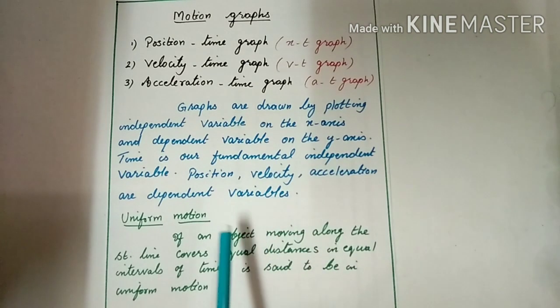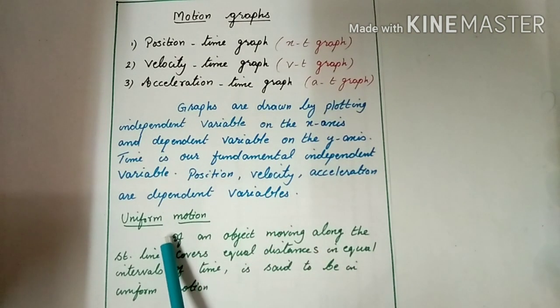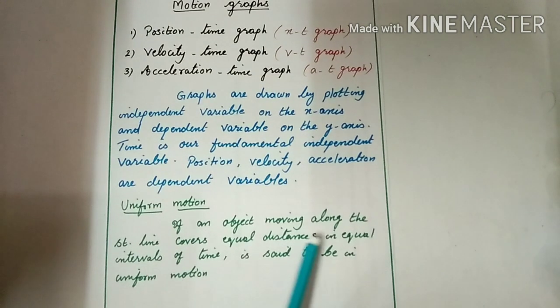Then we want to study one more term, that is uniform motion. If an object moving along a straight line covers equal distance in equal intervals of time, that is known as uniform motion.